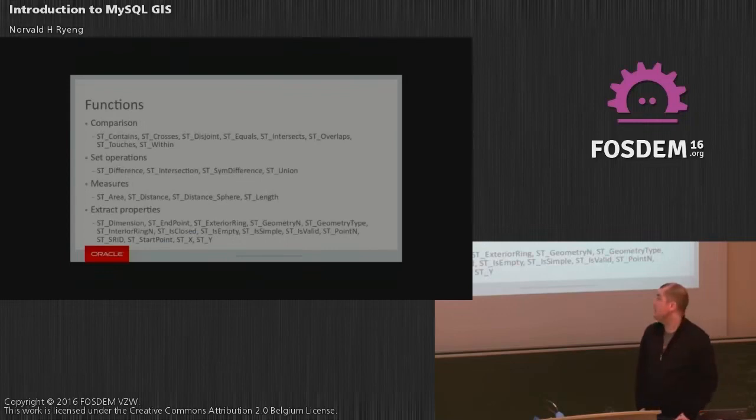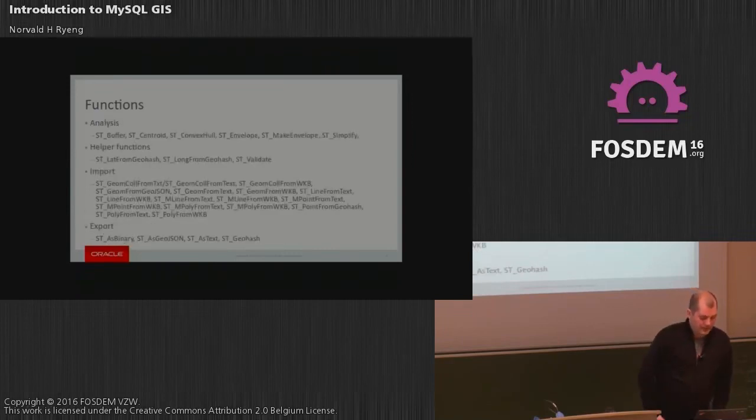We have a lot of functions, so we can compare things. Is one point within a polygon, or what is the intersection between two polygons? What's the area of a polygon? What's the length of a line? What's the x coordinate or y coordinate? Or how many objects are in a collection? That kind of thing. We also have analysis functions like centroid or convex hull. And we have import and export functions.